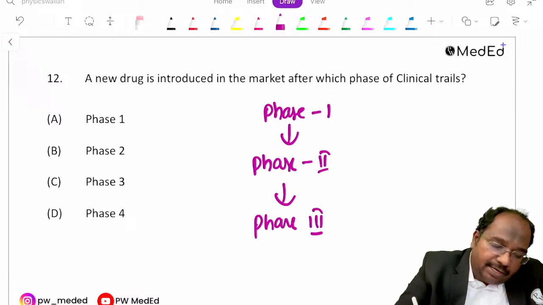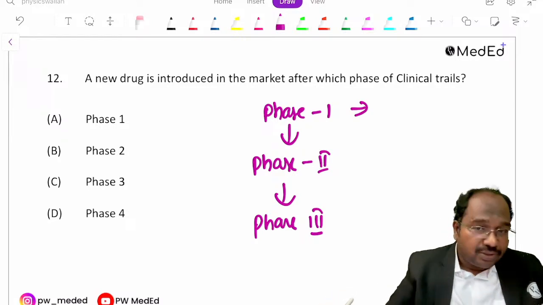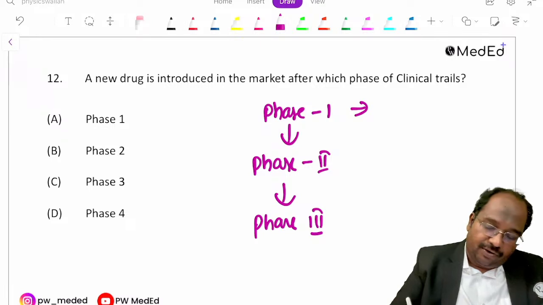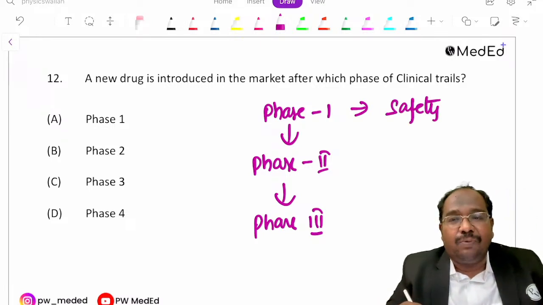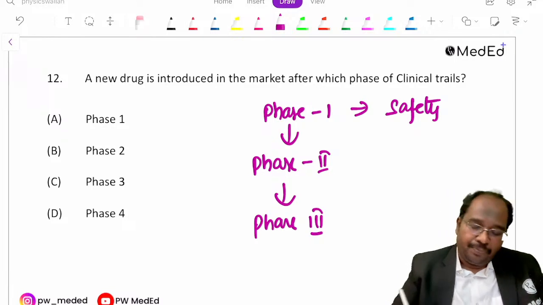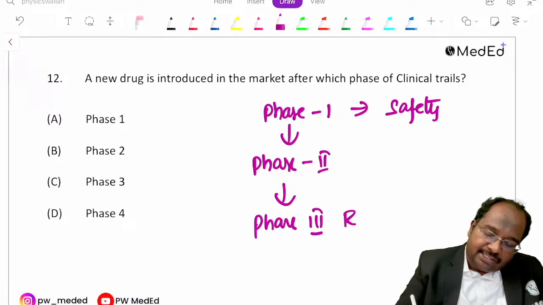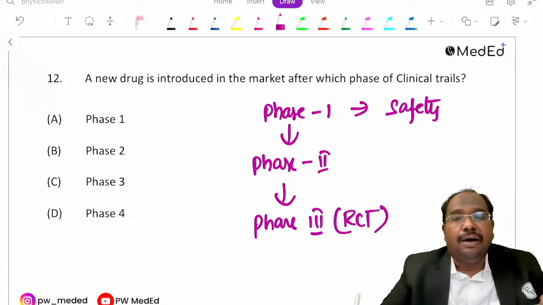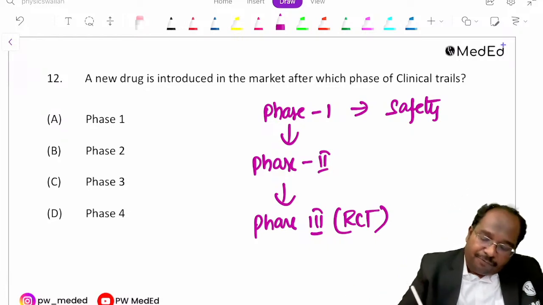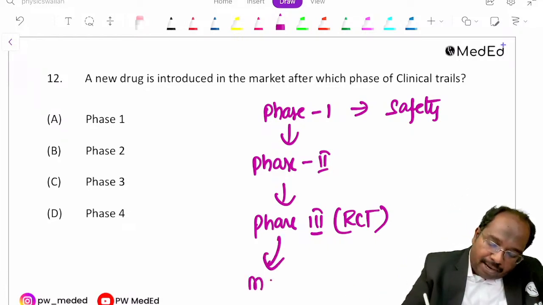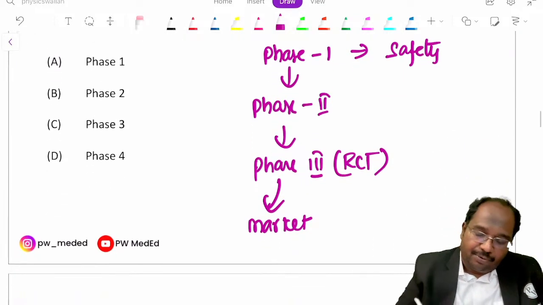What is the use of phase 1? Phase 1 will tell you the safety of the drug, what dose you will develop, safety. Phase 2 we do on patients. Phase 3 is RCT. We discussed RCT. We use the new drug with the existing drug, we compare it. After phase 3 it will come into market.